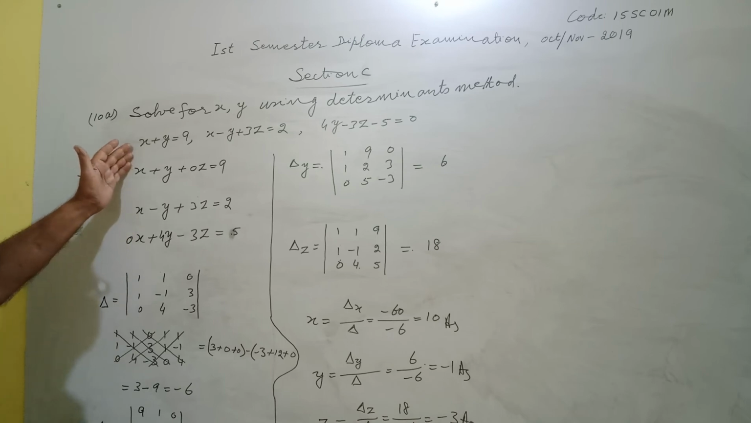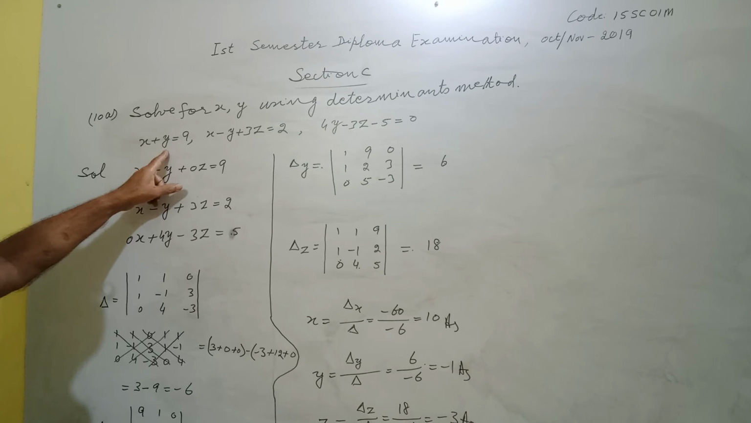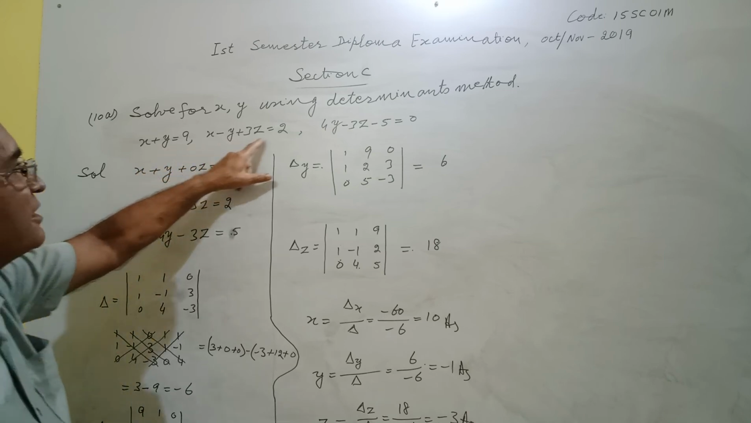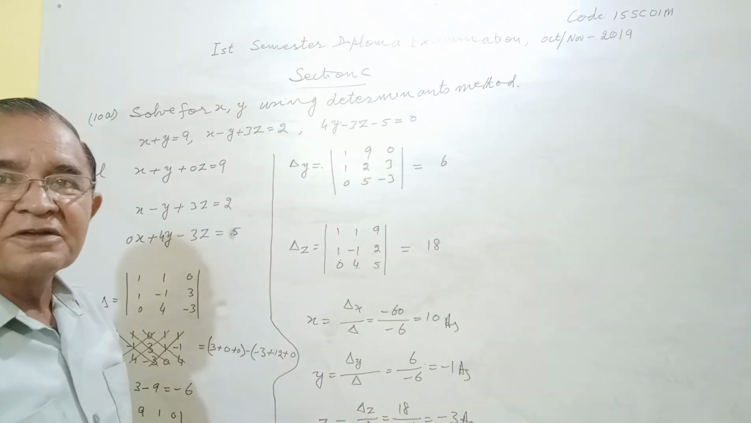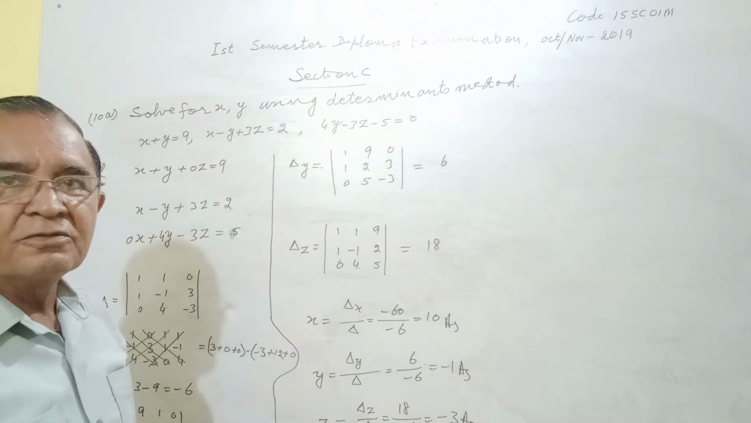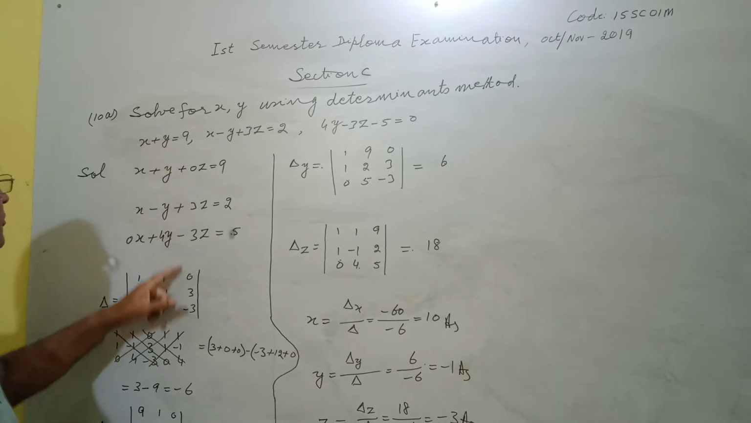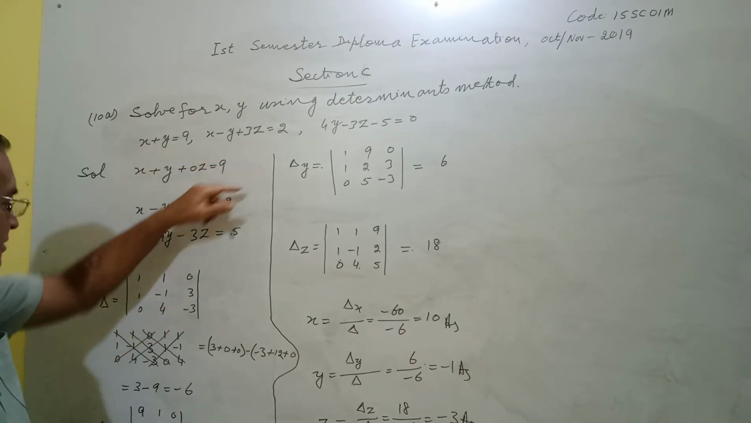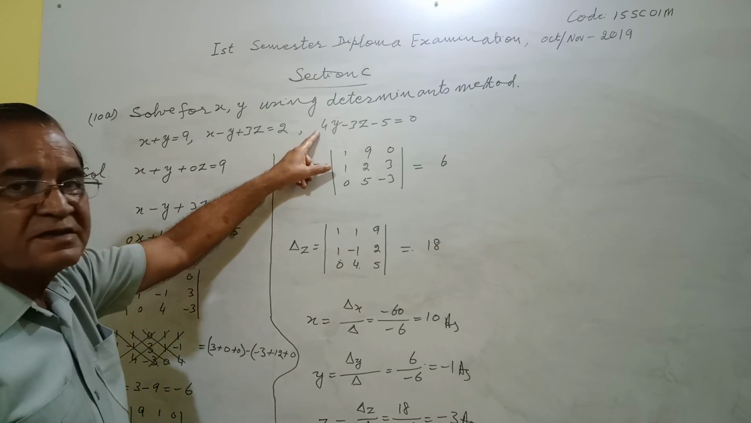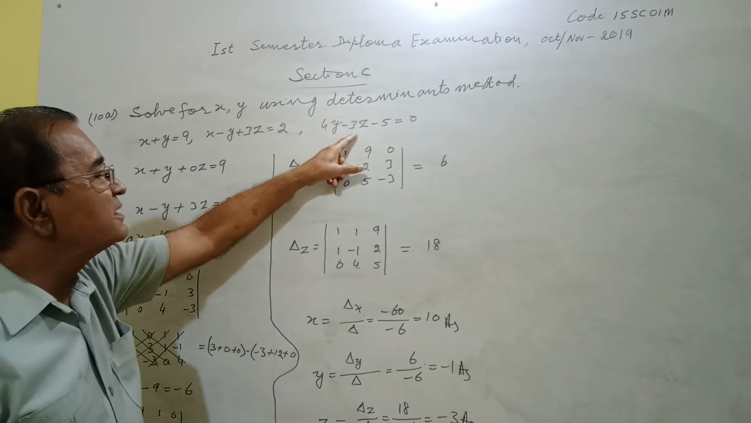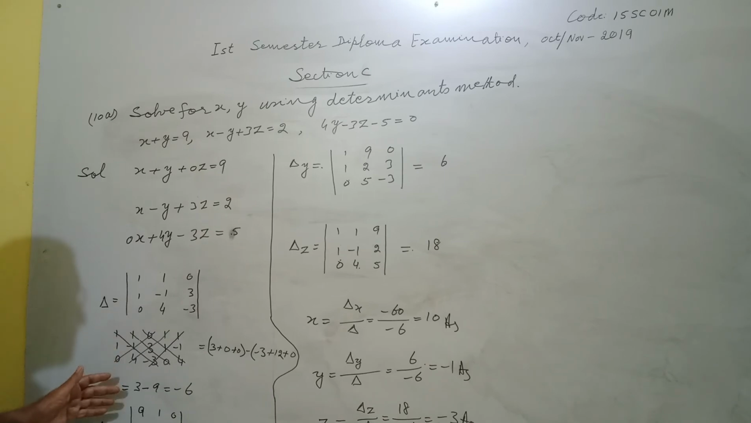So first put the equations carefully here. In the first, z is not there, in the second all are there, in the third x is not there. For the missing element you have to put 0. Here z is missing, put 0z. X, y, z all are there. Third one, x is not there, 0x, 4y minus 3z, transpose this 5 to the right side. So like that you will get.